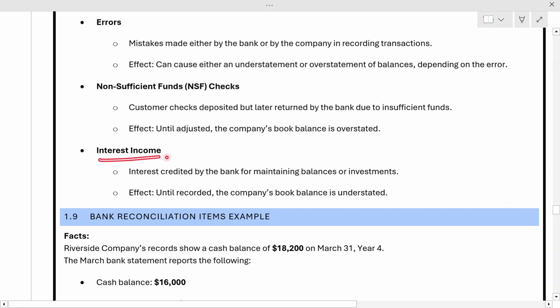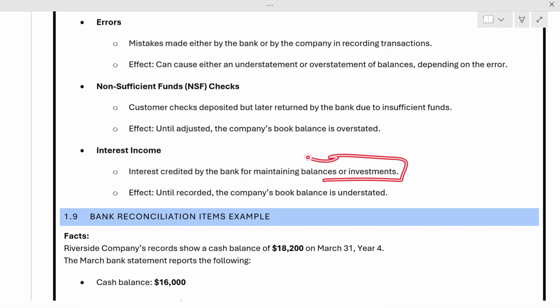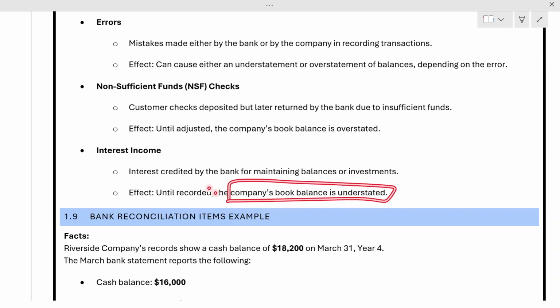And lastly, there is a situation of interest income as well, whereas interest is credited by the bank for maintaining the balance or investment. Now the company is not aware about this, so the company's book balance is understated because interest income has not been recorded by them as of now. So the books are showing lower numbers right now.